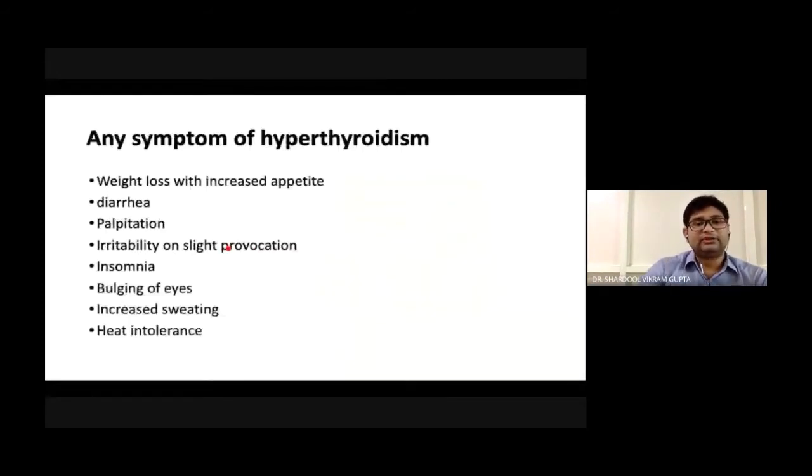And any symptoms of hyperthyroidism, like weight loss with increased appetite, diarrhea, palpitation. So you may categorize these into various organ systems: GI system, weight loss with increased appetite, diarrhea; cardiovascular symptom, palpitation; CNS symptoms, irritability on slight provocation, insomnia; bulging of the eyes, increased sweating, and heat intolerance.